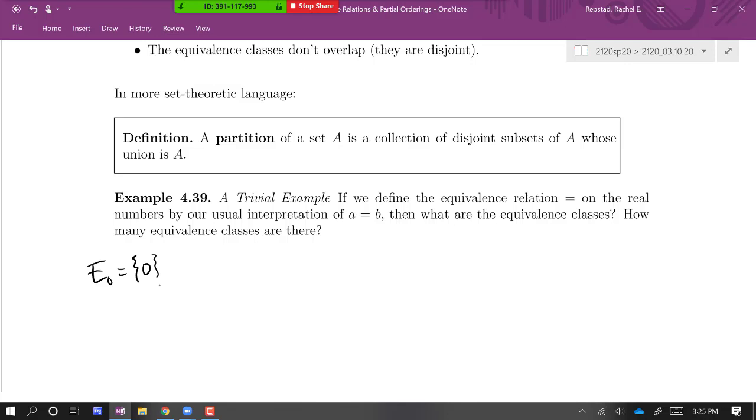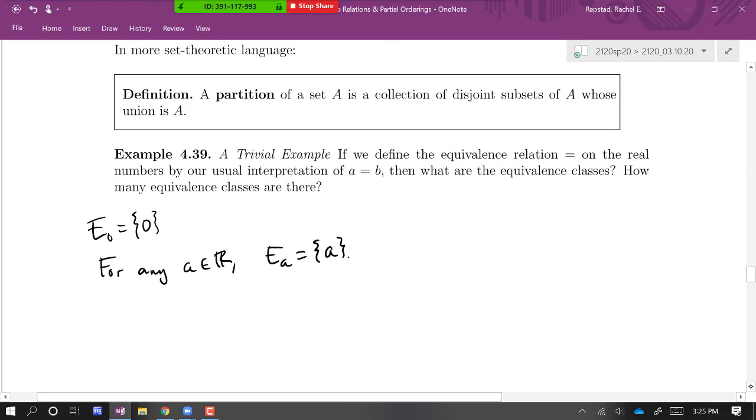There's an infinite number of equivalence classes. So for any real number A, the equivalence class of A is just the set consisting of that single element. There are infinitely many equivalence classes. That A is the only real number equal to itself. Yep. So there are infinitely many equivalence classes.